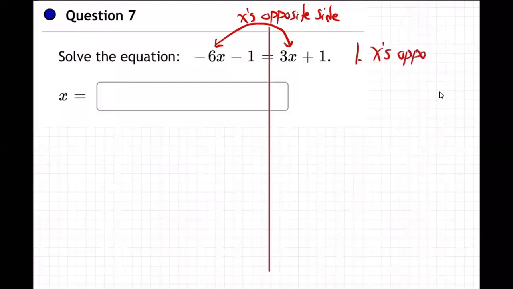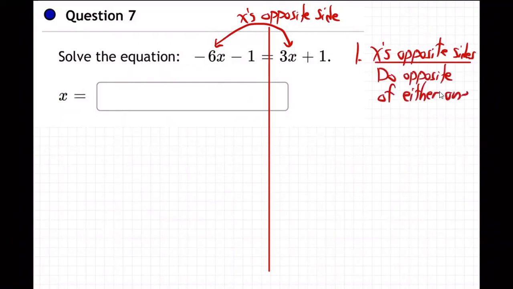X's on opposite sides. What do you do? You do the opposite, huh? You do the opposite. Just to help key your memory there: opposite sides, do the opposite. Do the opposite of either one. Same on both sides. Of course, we always have to do the same to both sides.